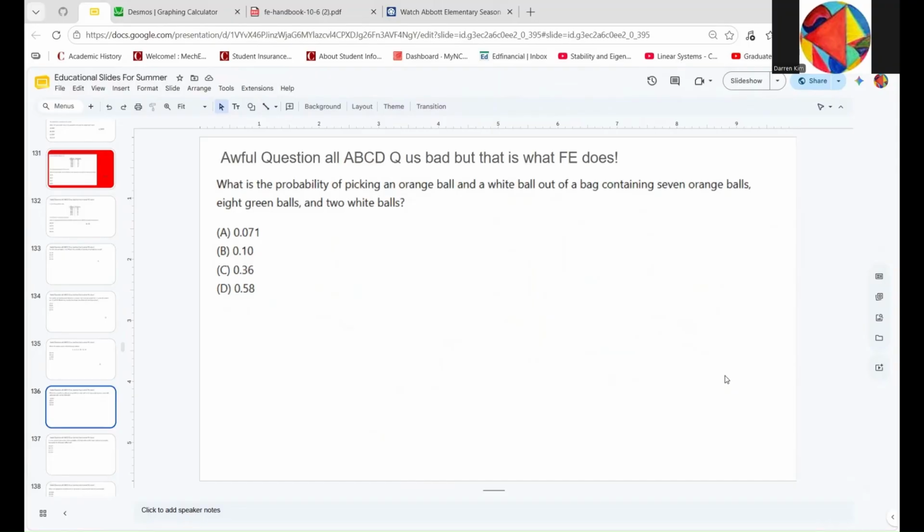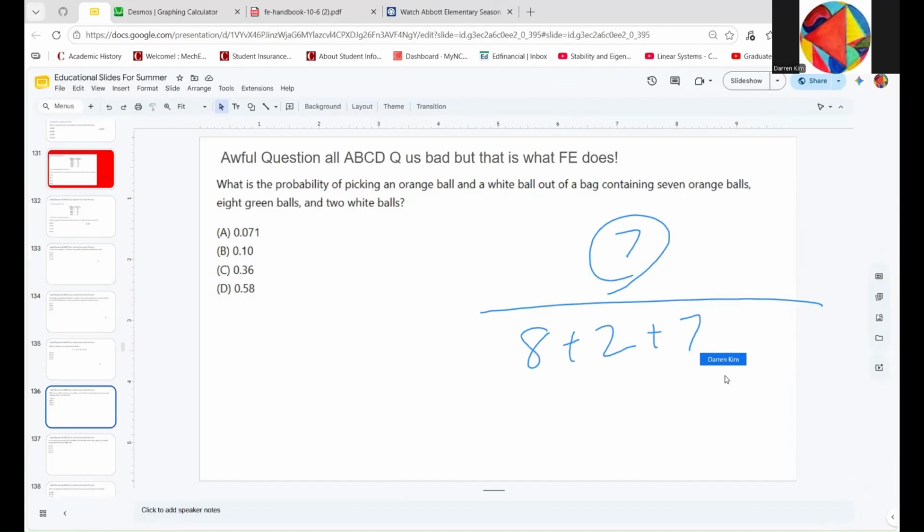The bag contains 7 orange and so on. So we have orange, which is, oh, I dropped my calculator. We have 7, divided by 8 plus 2 plus 7, so it is 17. So 7 divided by 17 equals 0.14. Did I just get that wrong? What's the probability of picking an orange ball and a white ball out of the bag? Sorry, my apologies, it is 7 divided by 17 at first.